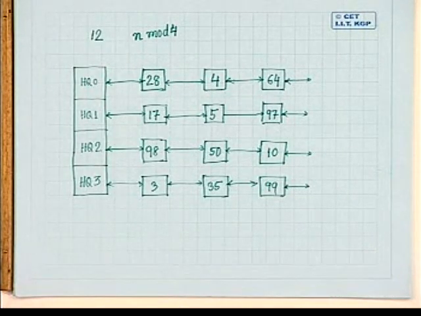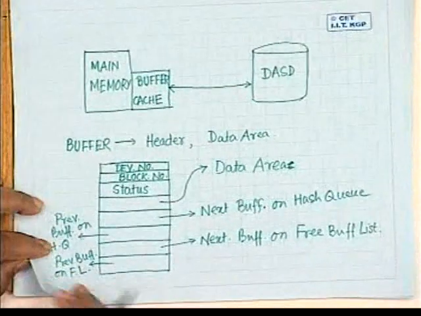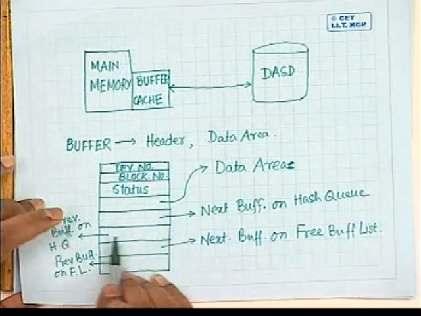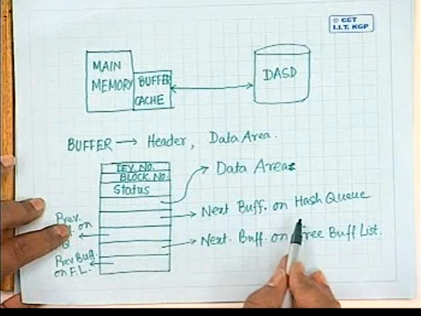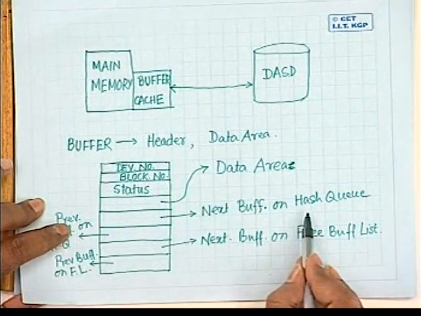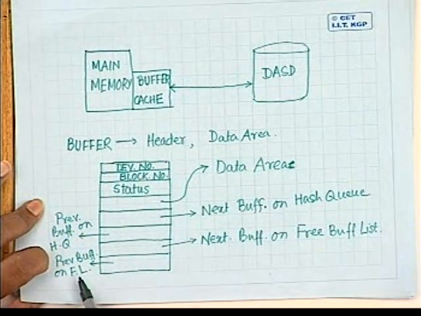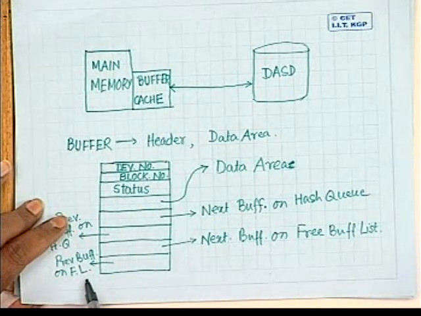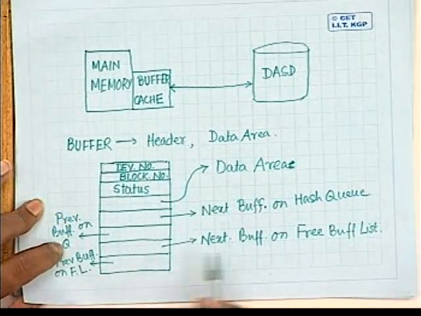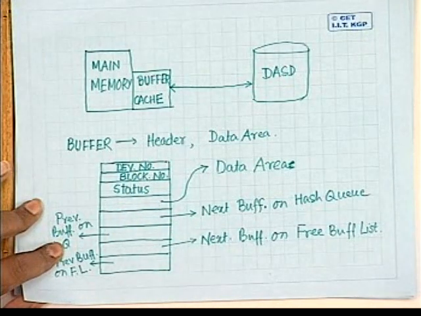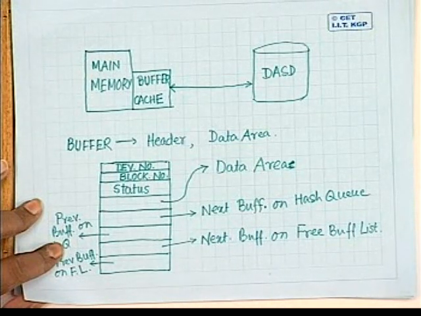We have also said, and it is clear from the structure of the header, that every header has two kinds of pointers. We have one set, a forward pointer and a reverse pointer, pointing to the next and previous buffer in the hash queue. We have another set, a forward pointer and a reverse pointer, pointing to the next and previous buffer in the free list. So it is possible that the same buffer may exist in a particular hash queue and in the free list simultaneously.